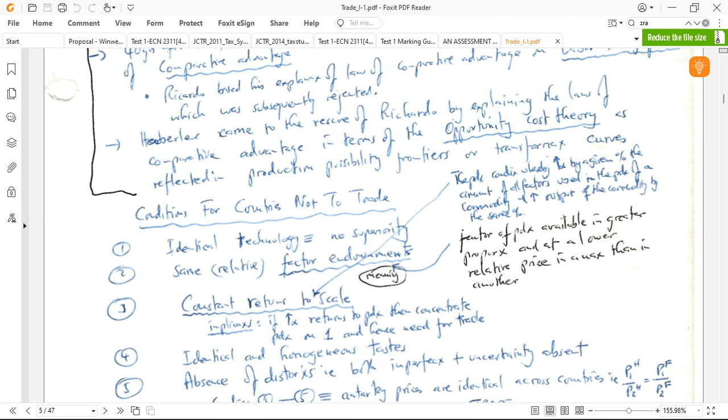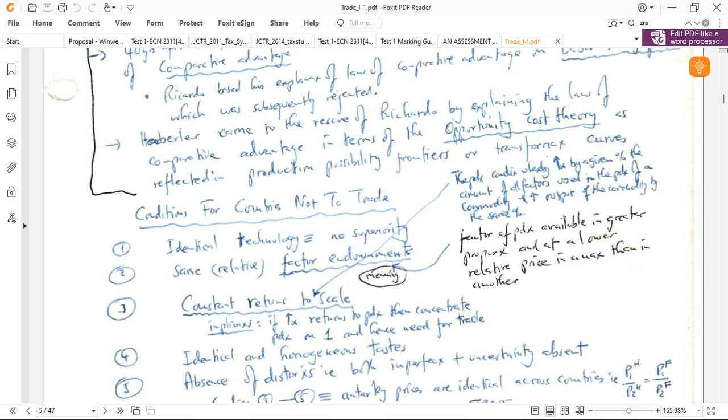Alright, so in short, if you're looking at conditions for countries to trade, you just flip these. Under identical technology, countries can only trade if and only if they have different levels of technology, which means there will be superiority. One is going to be superior to the other, right? Countries can trade if and only if they have different factor endowments. You have copper, I have gold, then you can trade. You can give me your copper, I can give you my gold. So if we have the same factors of production, there is no basis for us to trade.